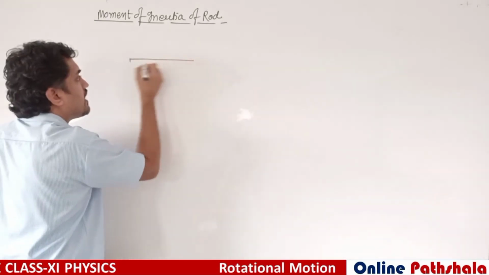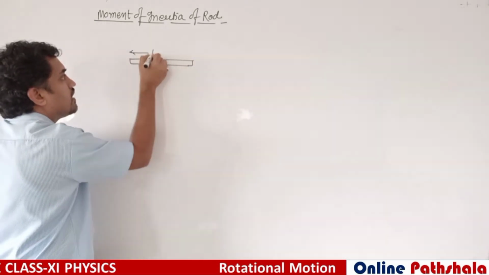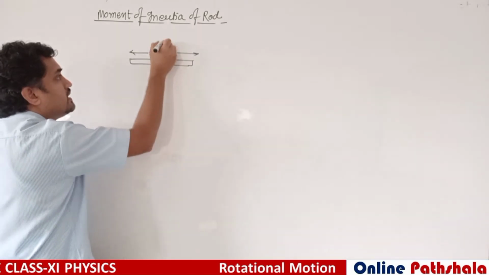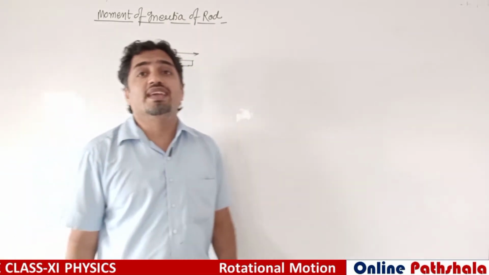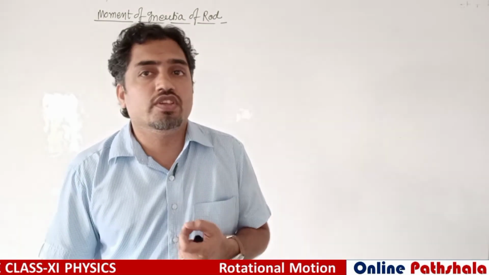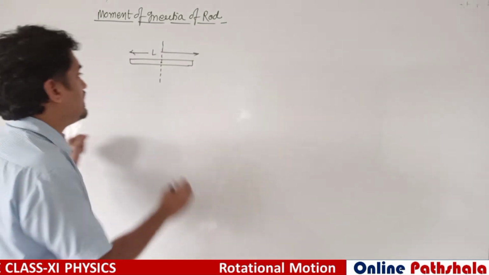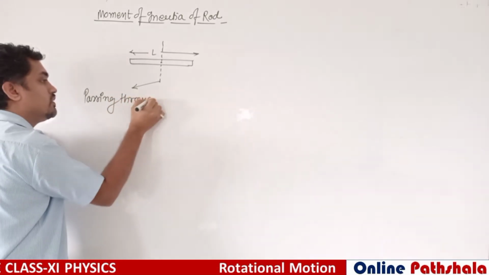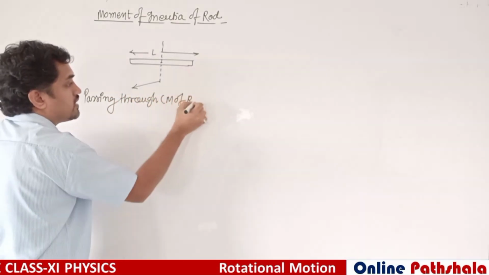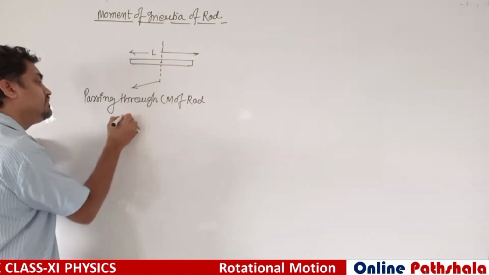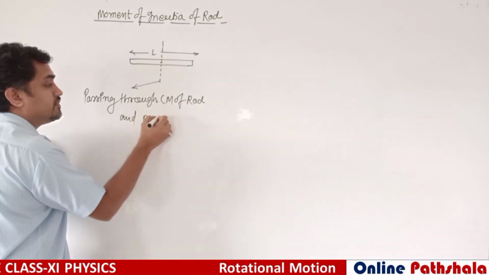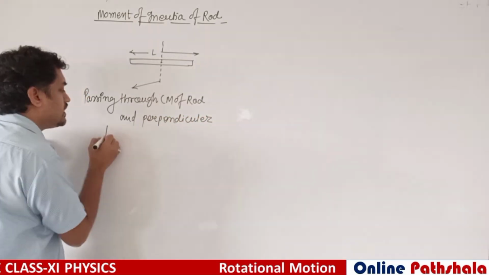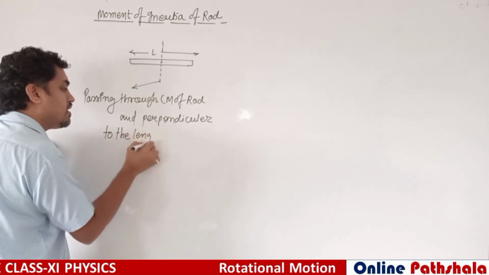Let us consider a rod having length L. The length of the rod is capital L and its mass is m, and we have to find the moment of inertia of the rod about the axis which is passing through the center of mass of the rod, the midpoint of the rod, and perpendicular to the length of the rod.